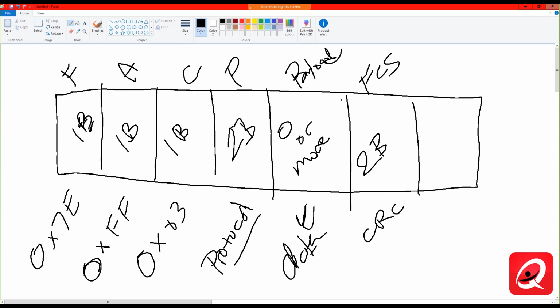That's our CRC. And then we have our flag field, 0x7E, a 1-byte field as well, to identify the end of our PPP frame. If I have successive PPP frames, I'll basically omit that particular field.